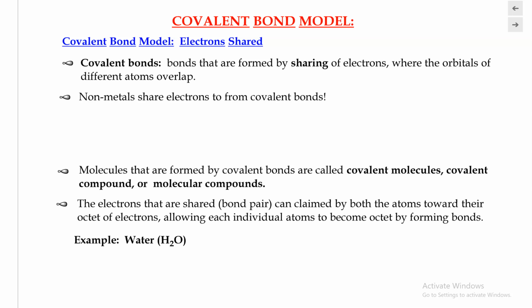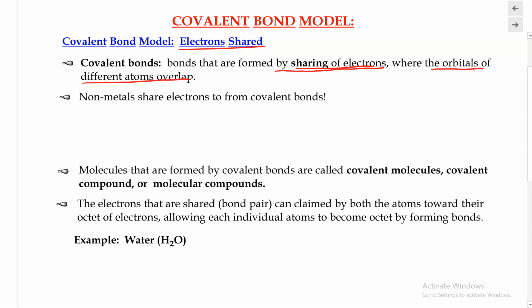In this video, I'm going to discuss the covalent bond model, which basically involves the sharing of electrons between atoms. And again, let's define covalent bonds. Covalent bonds are basically those that are formed by the sharing of electrons between atoms. And it turns out that the orbitals of different atoms overlap in order to produce that bond.